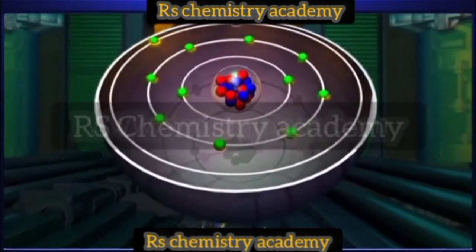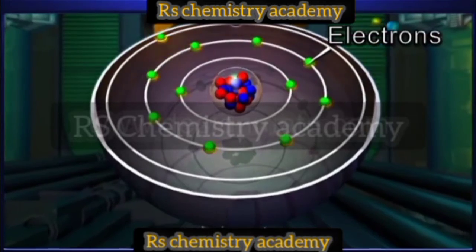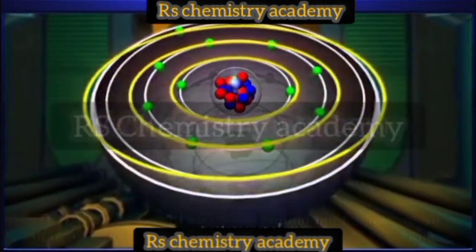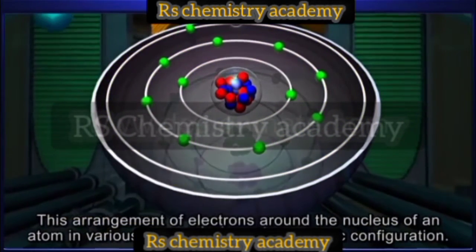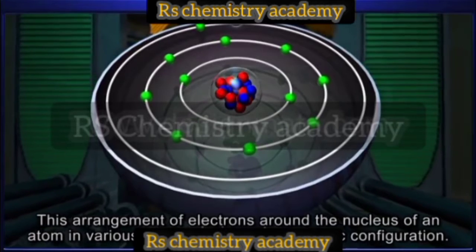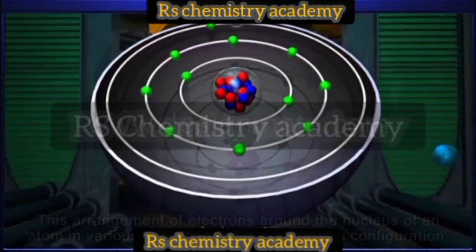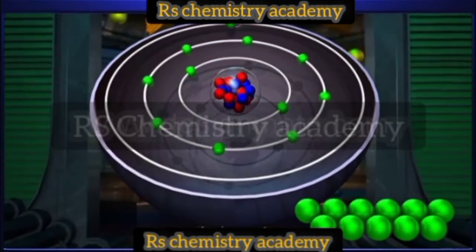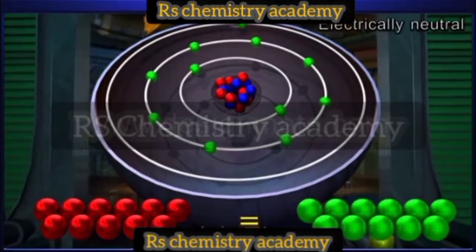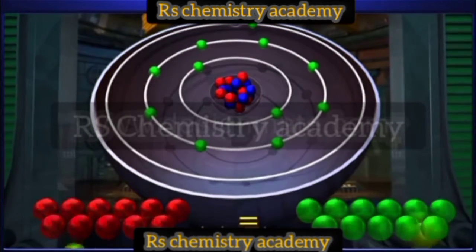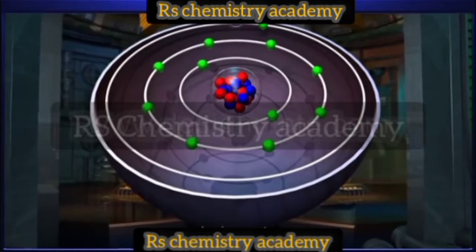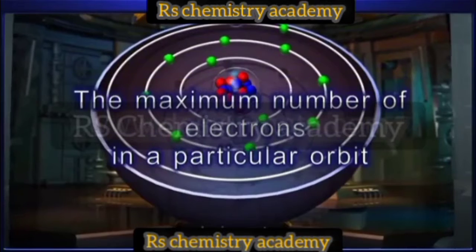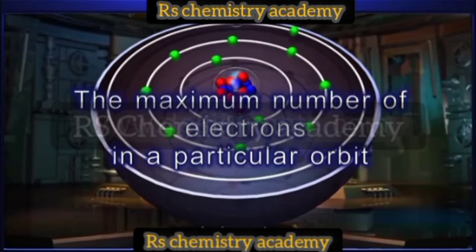Now we will discuss the shells of atoms. Each and every atom contains main shells, and every main shell contains a particular number of electrons. In every atom, the number of electrons is equal to the number of protons. Now we will see the number of main shells in the atom.